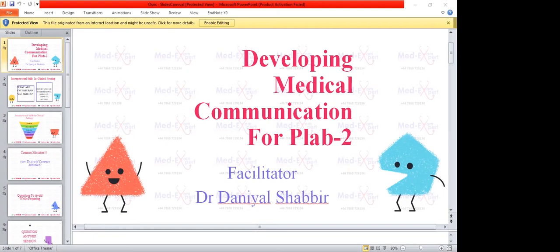The station would be that imagine you're working as an FY2 in general practice. A 65-year-old man comes to you and he is a known case of diabetes mellitus type 2. He has come today for his annual review.